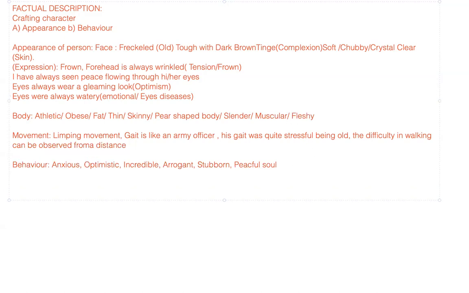That's how we can use words for factual description, talking about the appearance and of course the behavior. A for appearance and B for behavior. Remember, these two things are very important for factual description of any person. So for this lesson, I guess that's all.